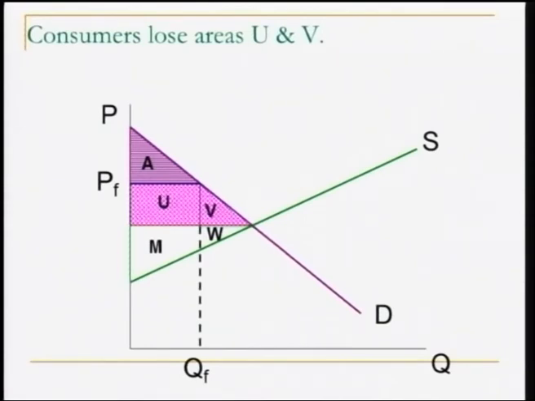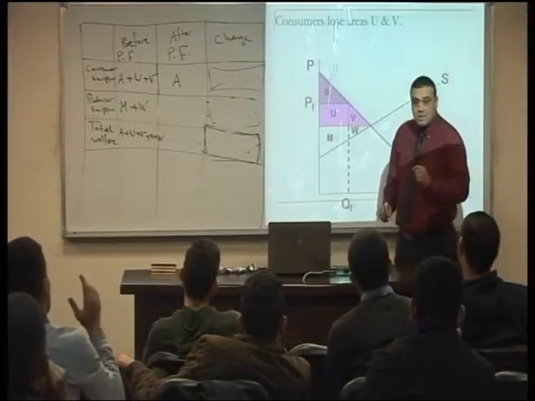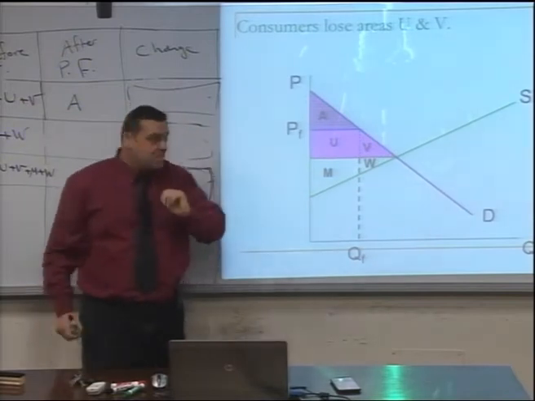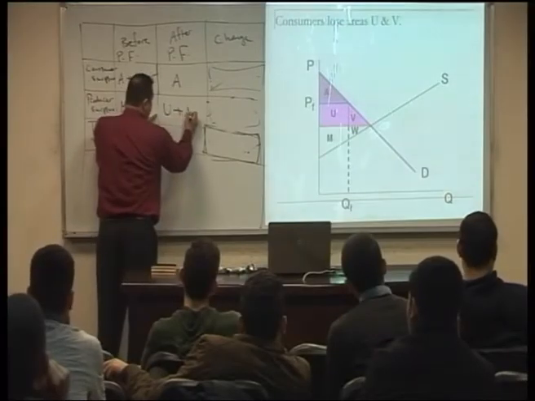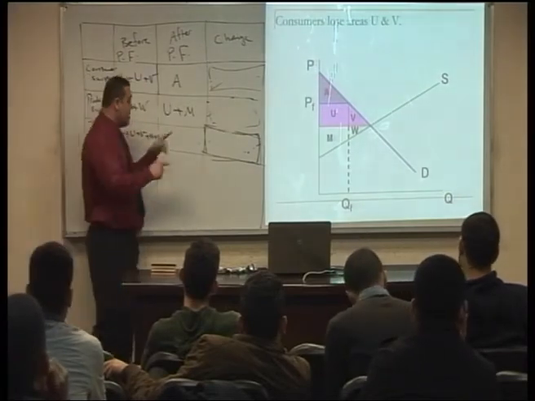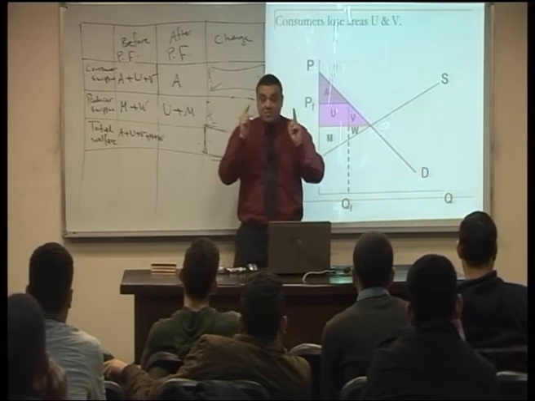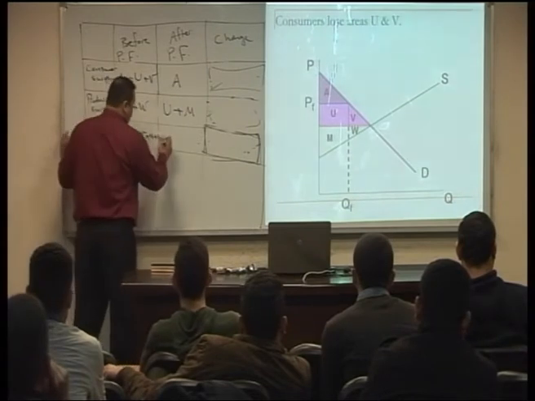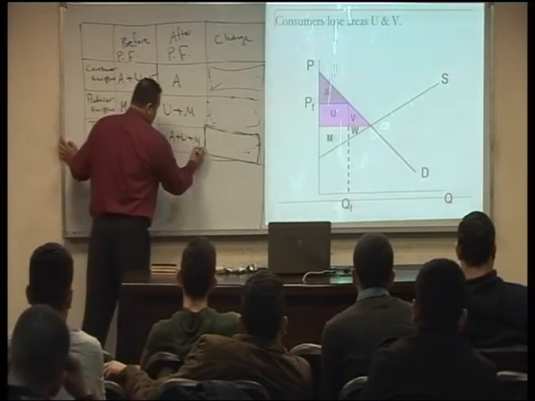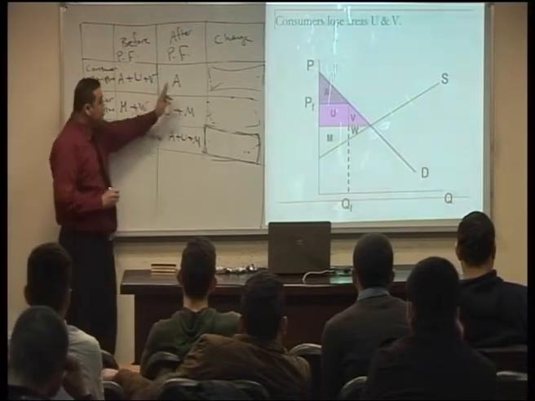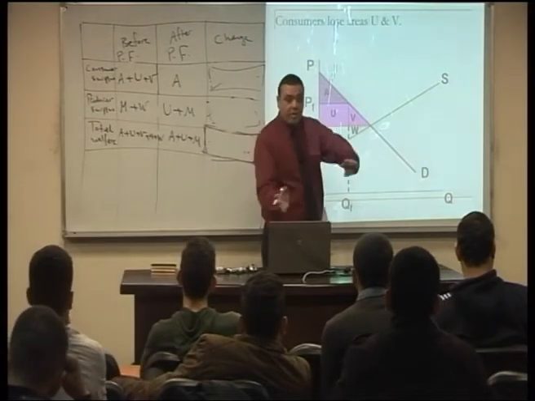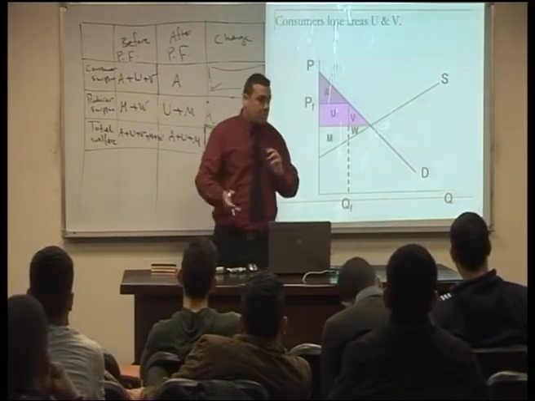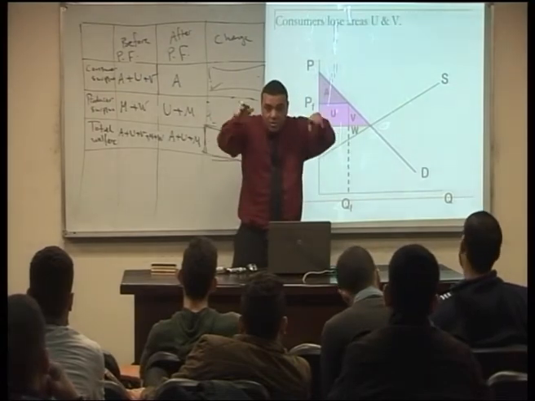What about the producer surplus? Yes. U plus M. U plus M only. So the total social welfare after setting a price floor is A plus U plus M. That's it. Let's check the change, the decrease or increase, in the social welfare for the consumer surplus and producer surplus, and the final conclusion over the final result.